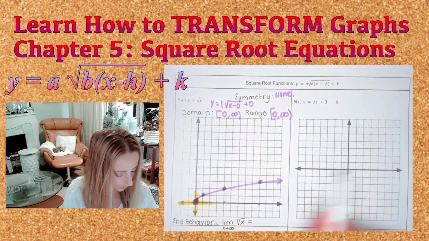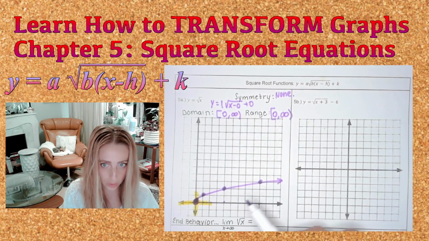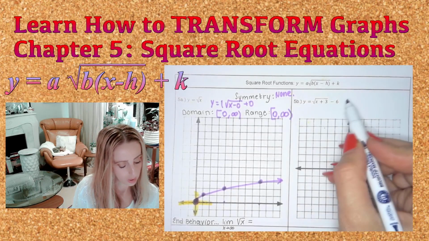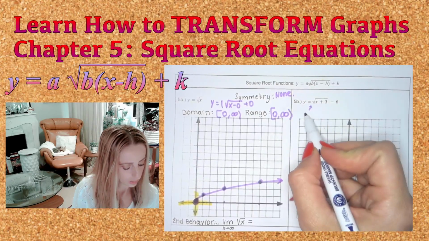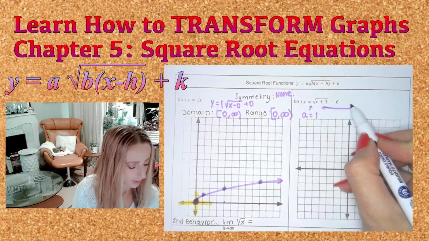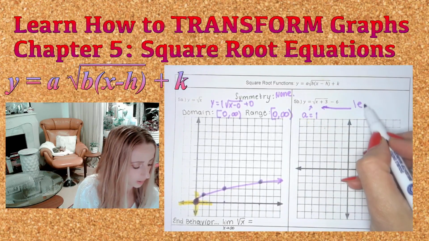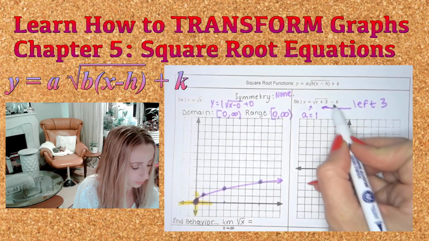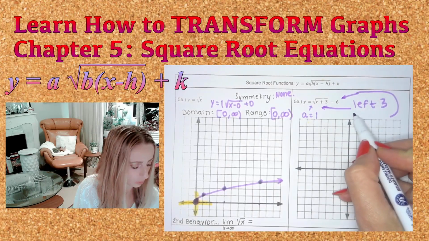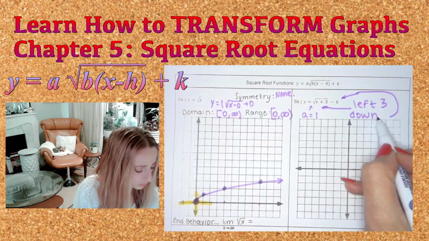So there we go. Next up, we are going to do y equals the square root of x plus 3 minus 6. So here, a equals 1, so it's the exact same shape. That right there tells us we're going left 3. Remember, backward house. That right there tells us that then we will go down 6.